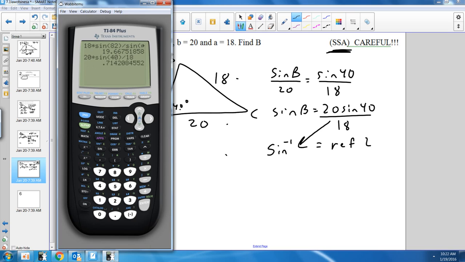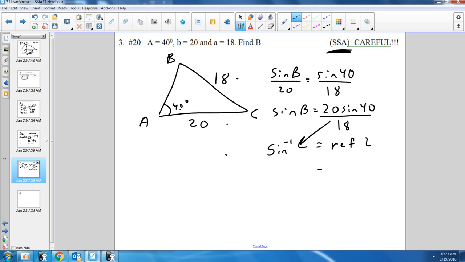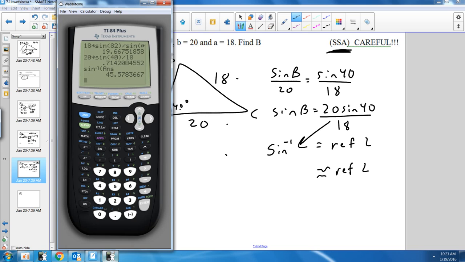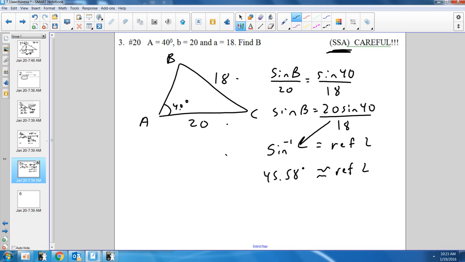All right, 20 times the sine of 40 divided by 18 gives me 0.7142. I want to plug that in for the sine inverse. So sine inverse of my answer. Use the answer button, that's the second negative, to keep it as exact as possible. And when I hit enter, it's telling me my reference angle is approximately equal to 45.58.